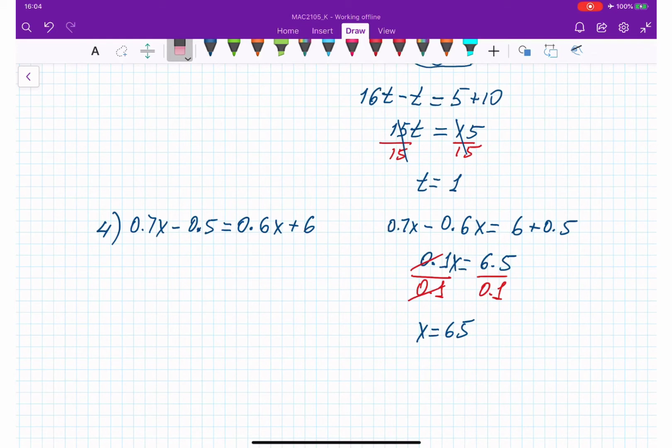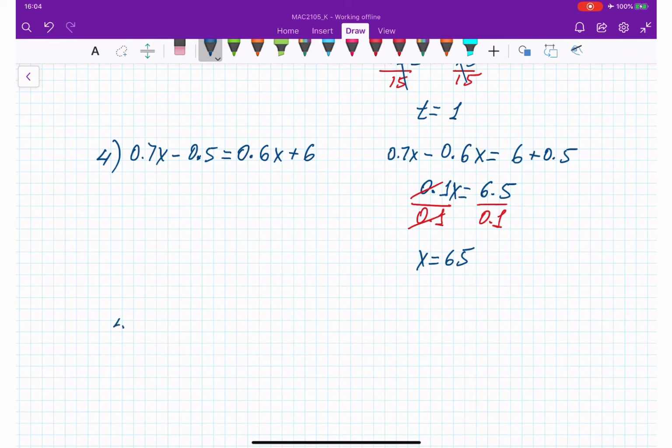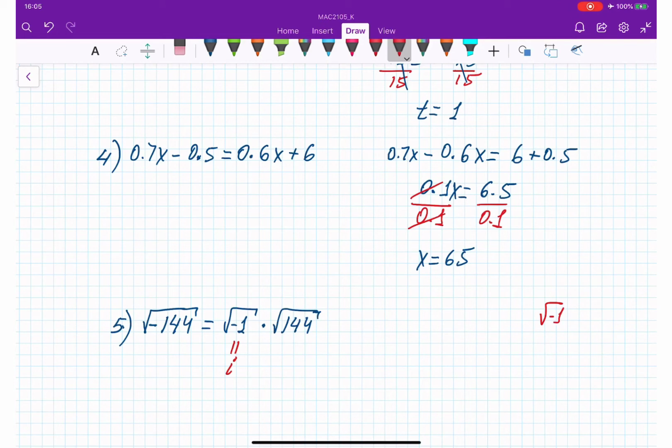Okay. Question number 5. What do we have? Negative square root of 144. All right. So here we are dealing with complex numbers. So negative square root of 144, we are going to break into square root of negative 1 times square root of 144. Square root of negative 1 is equal to i. So for complex numbers, square root of negative 1 is equal to i.